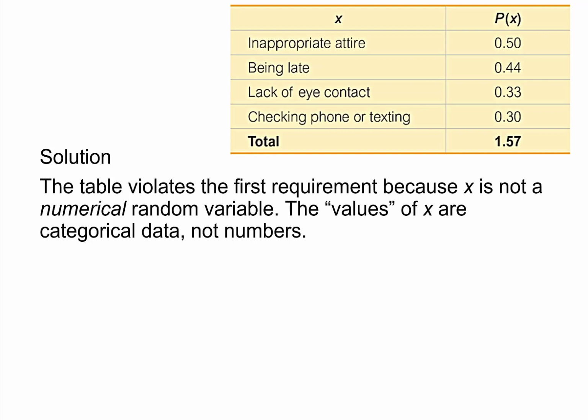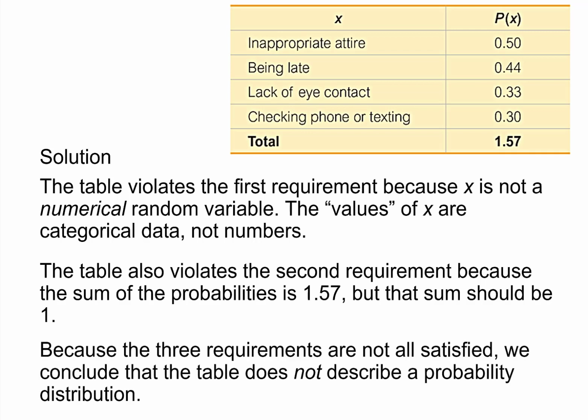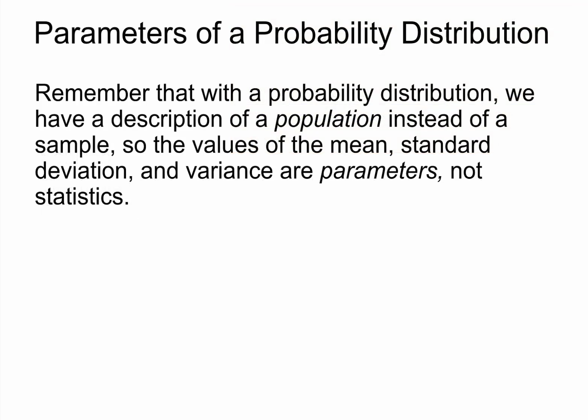It's a categorical variable. The table also violates the second requirement because the sum of the probabilities, as we see there, is 1.57, where it's supposed to be 1. Because the three requirements are not all satisfied, we conclude the table does not describe a probability distribution. I should mention it does meet the requirement that each probability is between 0 and 1, but it must meet all three requirements.